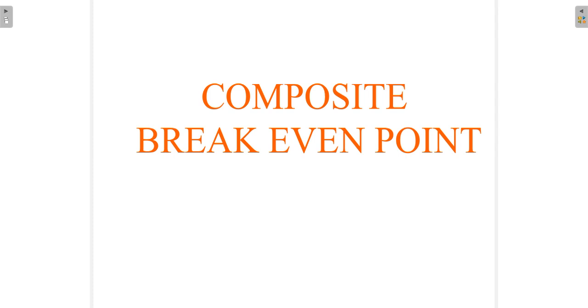Today in this video we will be discussing composite break-even point. Composite break-even point is a combined break-even point or an overall break-even point of a business concern. It is calculated only when a business concern makes two or more products. So we'll be discussing a couple of problems under this concept. Let's quickly move into the video.